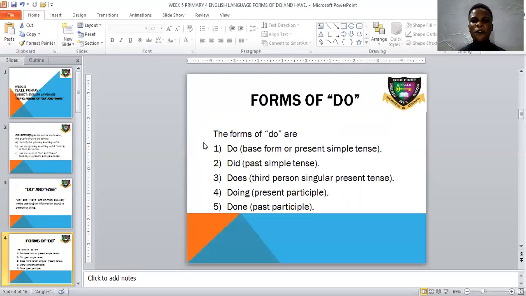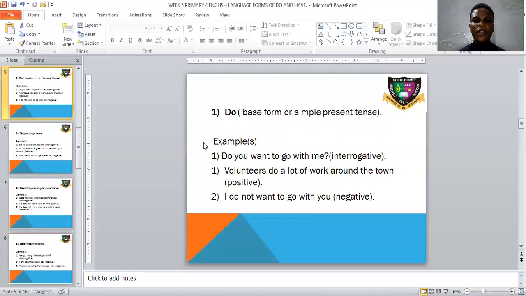How each of these forms are being used. Let's now take them one after the other. Good. Now, the first one is do, which is the word we are dwelling on, really. Do is the base form, as I've said earlier on. Do is the base form or the simple present tense.